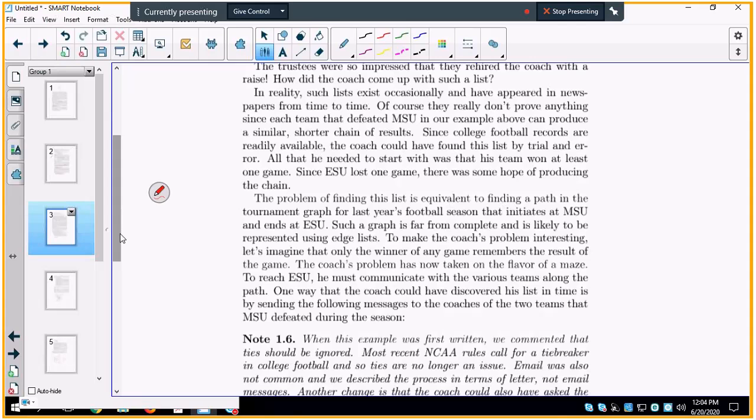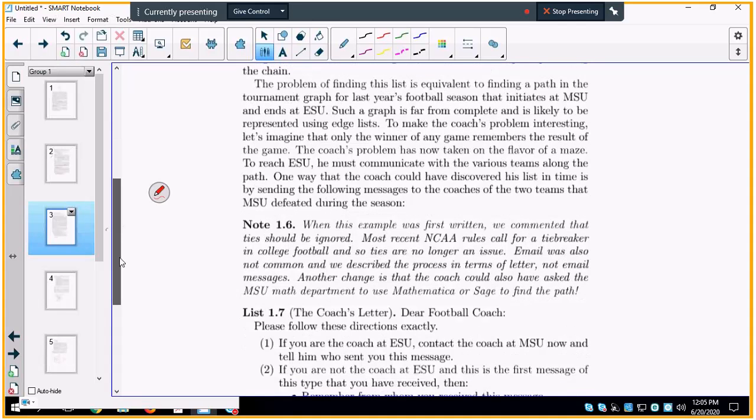He needed to start with the fact that his team won at least one game. And since the champion lost at least one game, then there would be some hope of producing this chain. The problem of finding this list would be equivalent to finding a path in the tournament graph for last year's football season that initiated at MSU and ended at ESU.